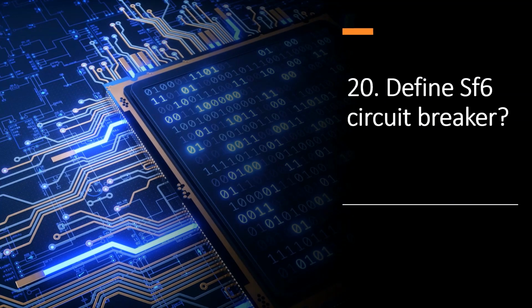Define SF6 circuit breaker. SF6 is sulfur hexafluoride gas. If this gas is used as an arc quenching medium in a circuit breaker, it is called an SF6 circuit breaker.